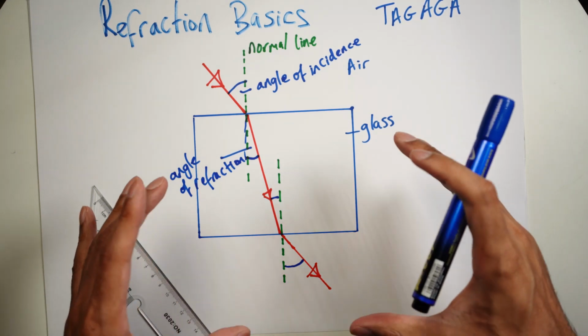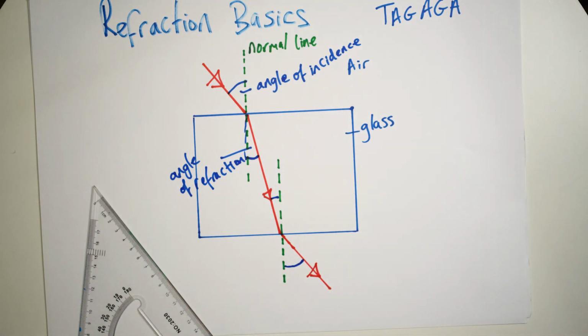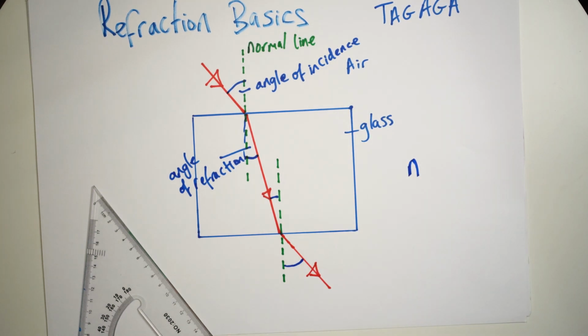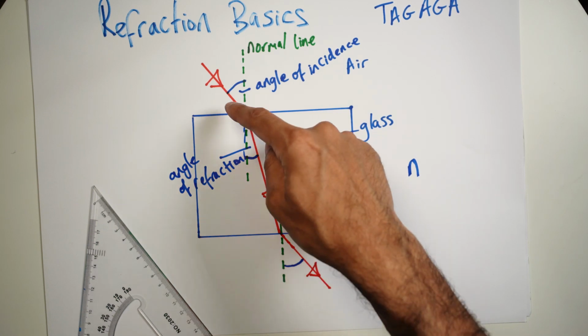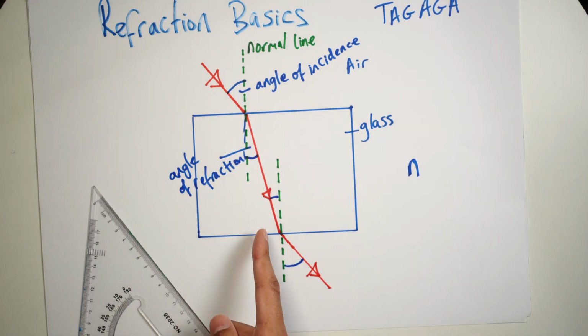Now, the amount that the light changes direction is dependent on something that we call the refractive index, or n. The refractive index for air is 1. It's actually 1.0003, but we'll call it 1. For glass, it's about 1.52. And for something like diamond, it's 2.42, which means that diamond will refract light more extremely than glass will. So instead of going down here, it'll go even more towards the normal in this case.